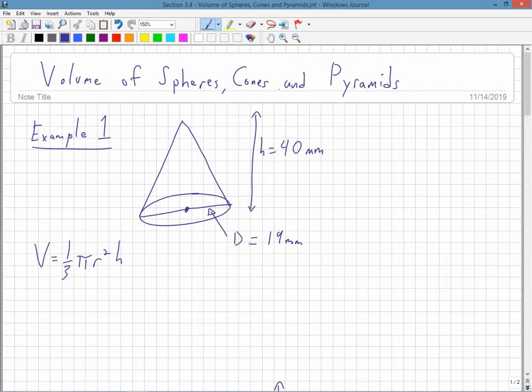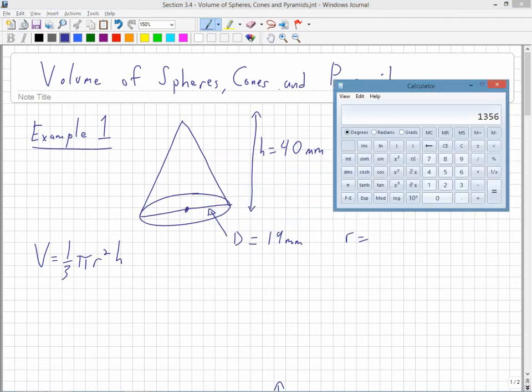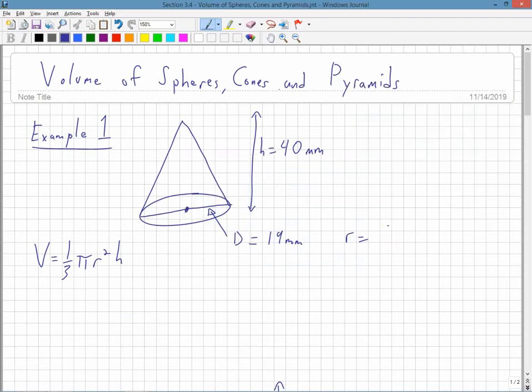So for a cone, here I have the diameter, which is 19, and the height of this cone, which is 40 millimeters. So the formula is volume equals 1/3 pi r squared times h. First of all, we need r, which is the radius. And keep in mind that radius is half the diameter. So for the radius, we're going to divide 19 by 2, which is 9.5. And that will be the amount we use for our radius.